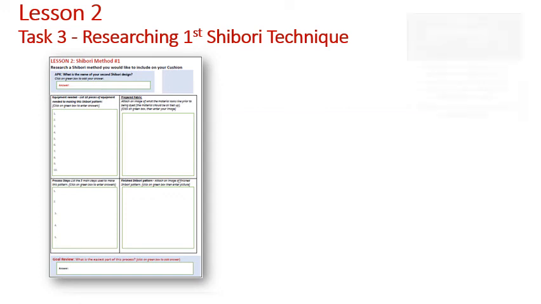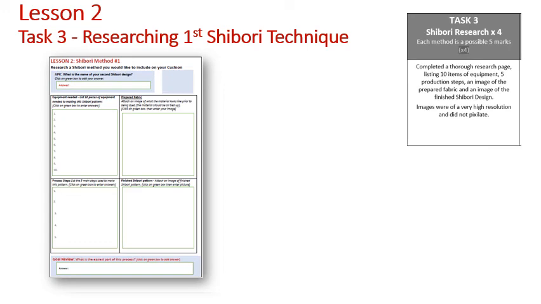Right, so that's the worksheet. Now there's 5 marks for this worksheet, and in order to get those 5 marks you need to have completed a thorough research page listing 10 items of equipment, 5 production steps, an image of the prepared fabric and an image of the finished Shibori design. And your images must be of high resolution. Make sure they don't pixelate. Make sure we can understand what the pictures look like.